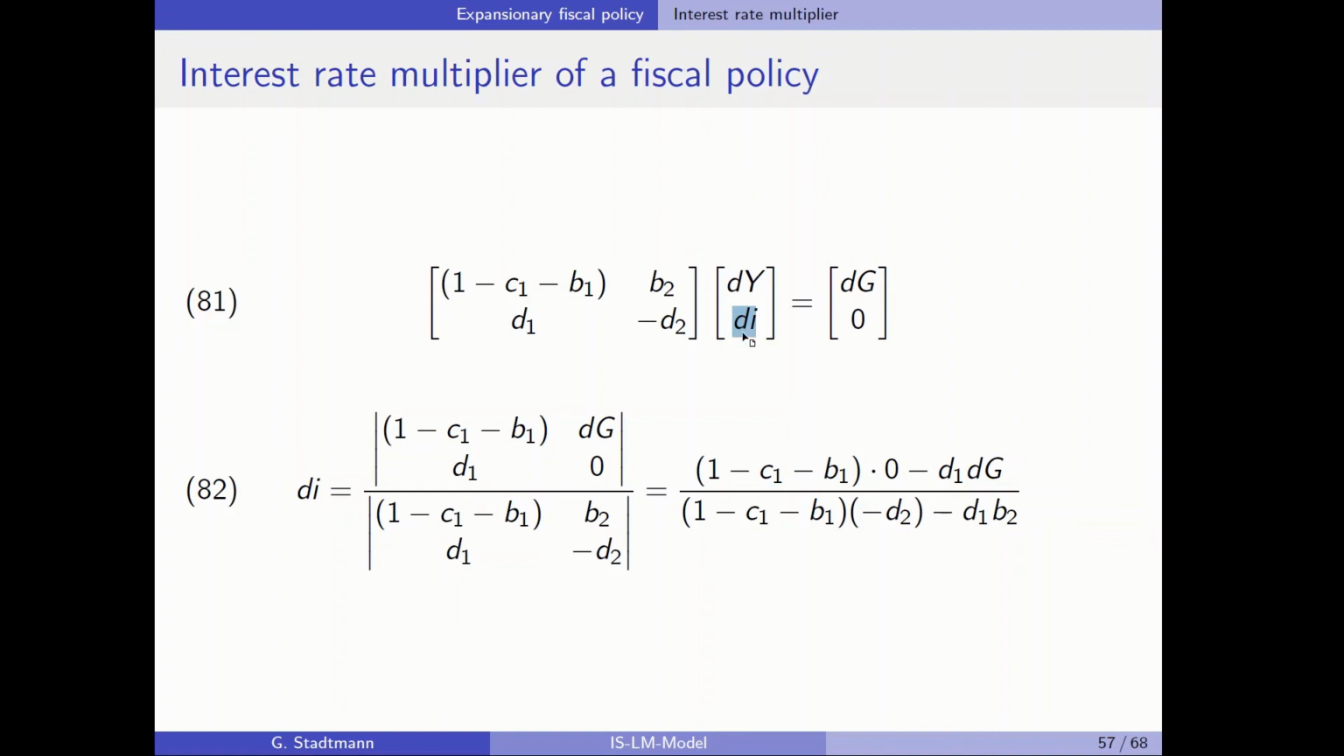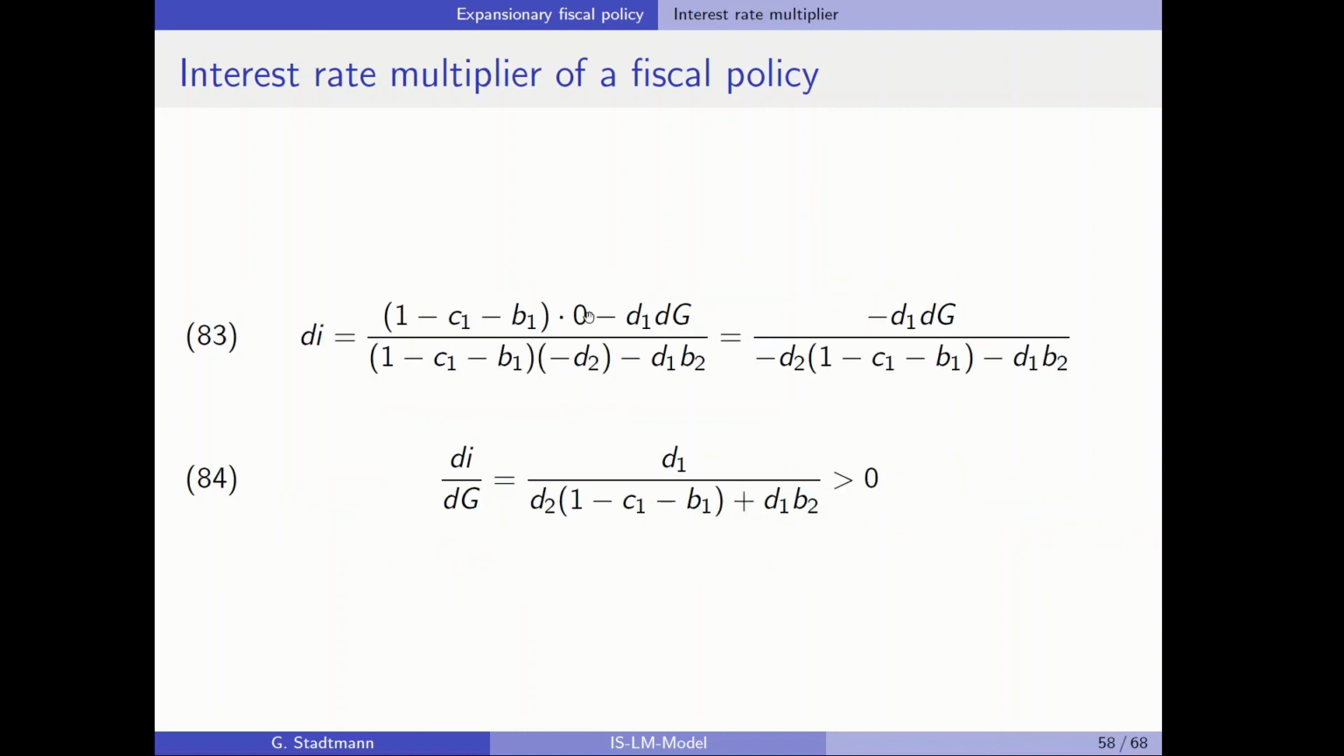Now the interest rate is located in the second position. And in case that the interest rate is in the second position, we have to take the elements from the solution vector and insert them into the second column of the coefficient matrix. We have to multiply through 1 minus c1 minus b1 times 0 minus d1 dg. The denominator is known already. We have a 0 term here, and this will drop out. And we can write this minus d2 in front.